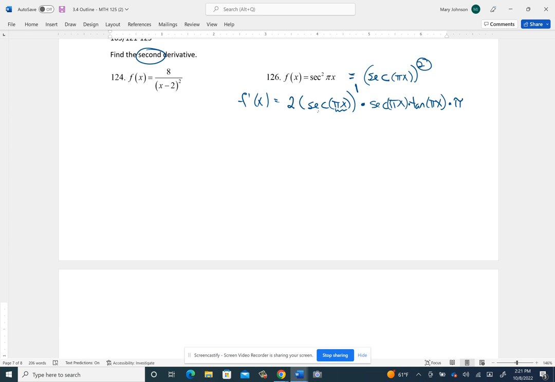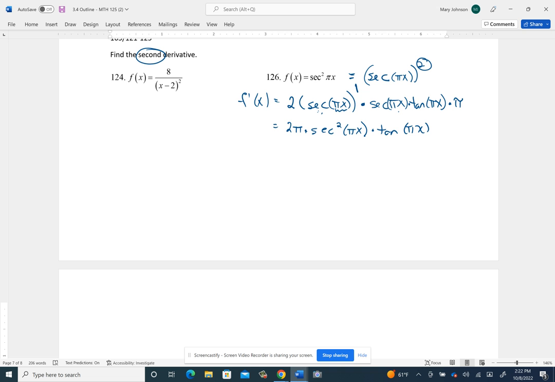And then you take the derivative of pi x, which is pi. So the first derivative portion of this is not too bad. This is all times, so we can rewrite it with 2 pi. Secant pi x times another secant pi x is secant squared pi x, and we still have tangent pi x. So we have 2 pi secant squared pi x tangent pi x. But that's just the first derivative.